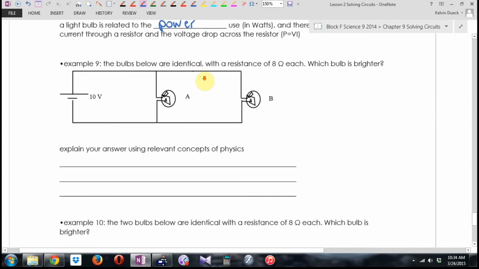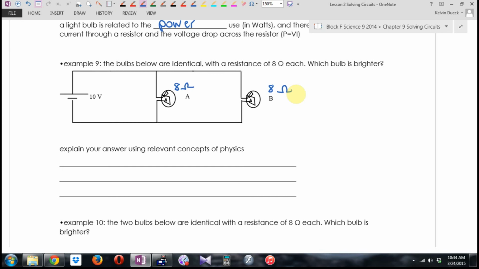So you ready? It says: the light bulbs below are identical with a resistance of 8 ohms each. Which bulb is brighter? Ready? First thing I'm going to do is label 8 ohms and 8 ohms. How can I tell which bulb is brighter? It's going to be whichever one has bigger power. Right? So let's see which one that is.